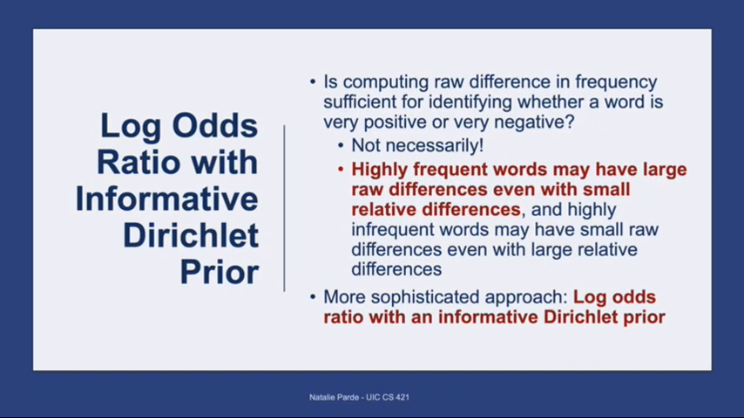A more sophisticated way to identify words that are overrepresented in specific categories and thus highly likely to be associated with them is to compute the log odds ratio with an informative Dirichlet prior. In this measure, we essentially learn a prior estimate of expected word frequency from a large external corpus and use that to moderate a more traditional log odds ratio.